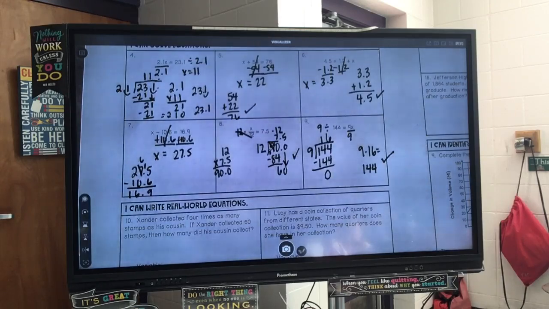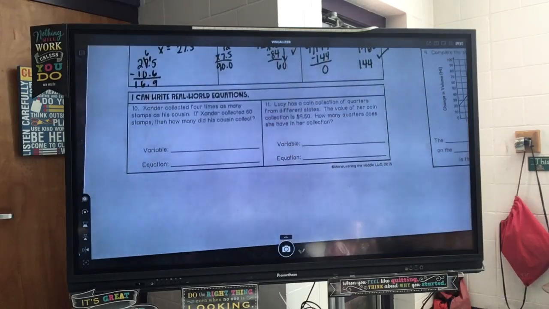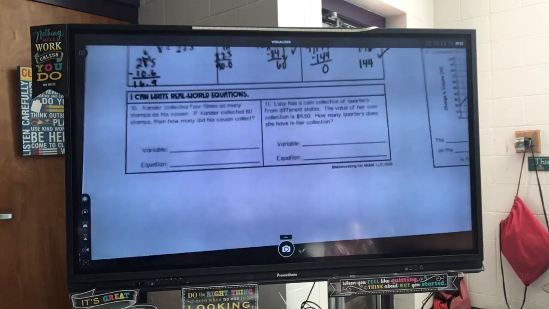Alright, moving into number 10 and 11, we are writing real world equations. So it says, Xander collected 4 times as many stamps as his cousin. If Xander collected 60 stamps, how many did his cousin collect? Alright, so what is important in the question? So let's go through and highlight, annotate, whatever you want to call it, within our question.